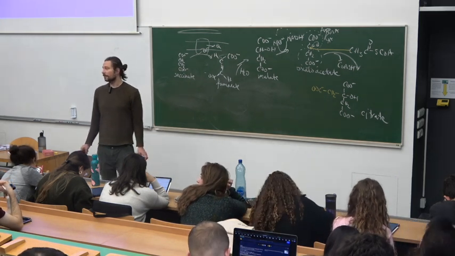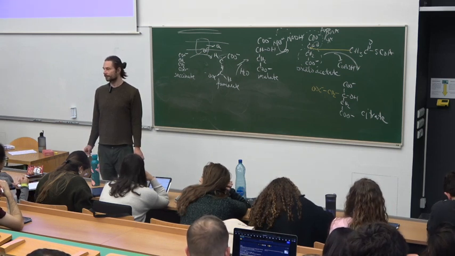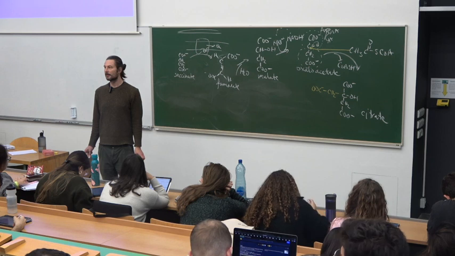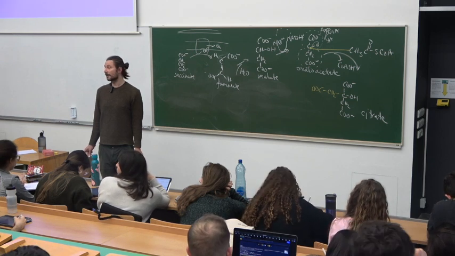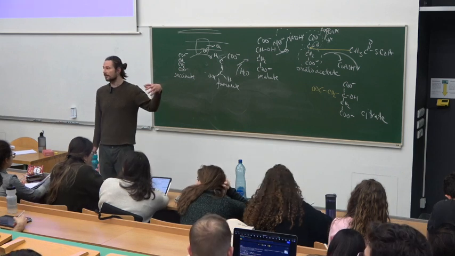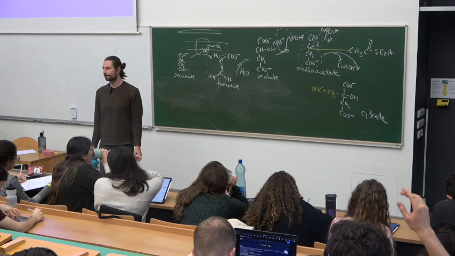Yeah, you can do it by carboxylating pyruvate. Yes, of course, you can produce it that way. It is a possibility. If you need to get oxaloacetate, you can do it by carboxylating pyruvate. Yeah, that's a possibility.